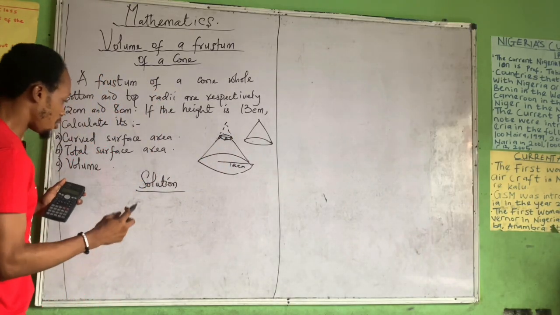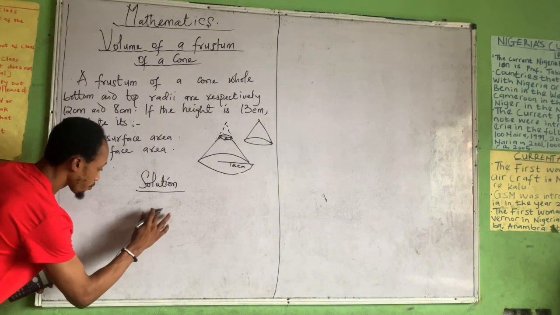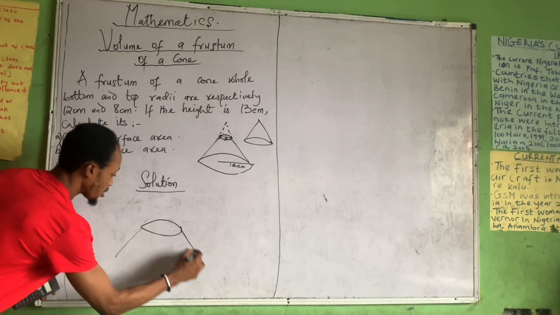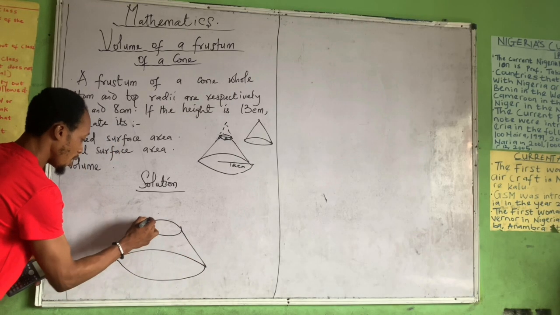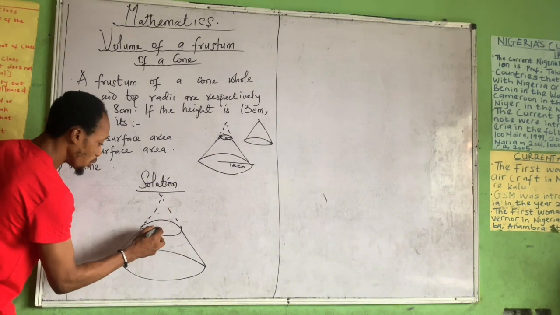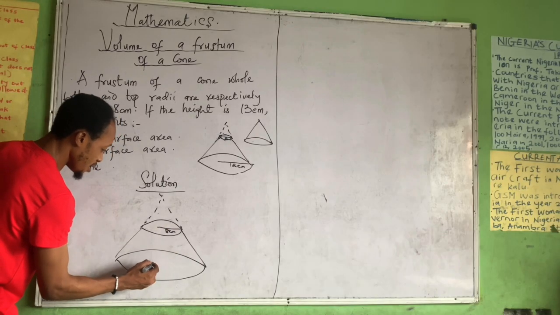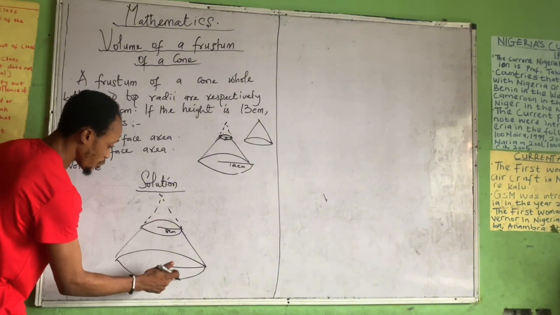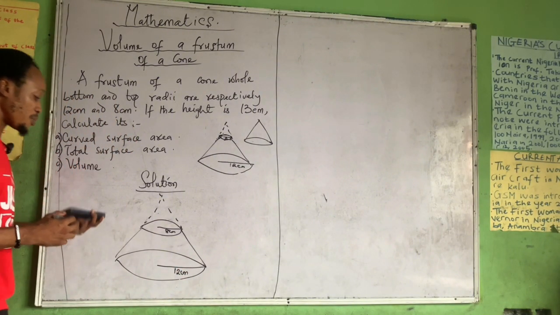It's better I draw it here so that you can get it better. Let me do it like this so you can actually understand the concept. So now this is what I was trying to show. This is the whole cone. This is now the top radius, 8 centimeter. Then this is the bottom radius, 12 centimeter.